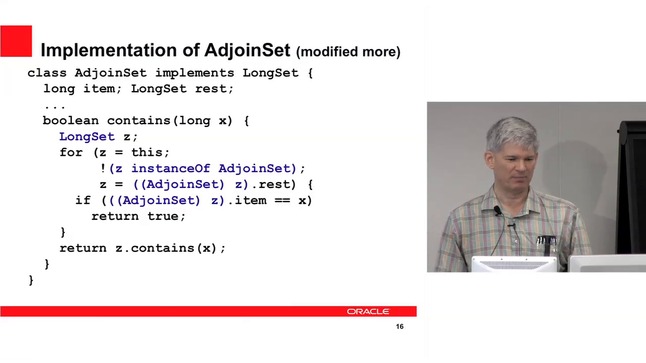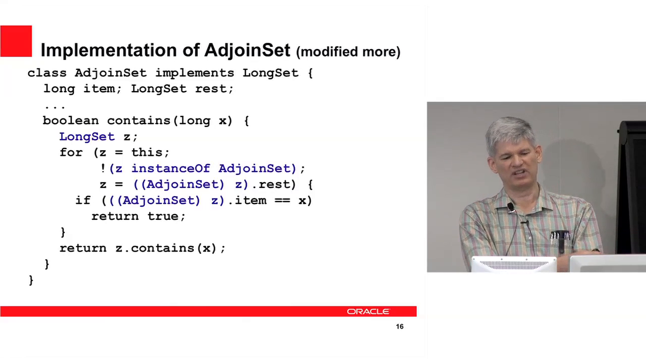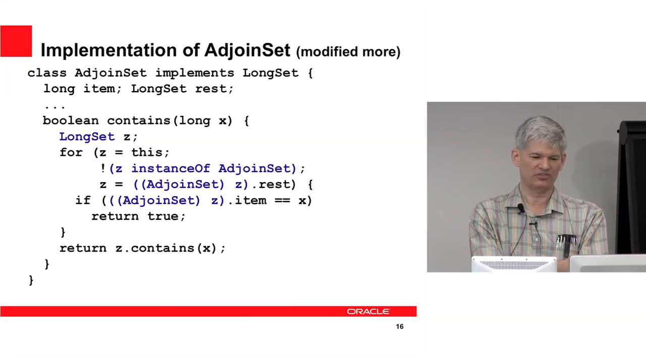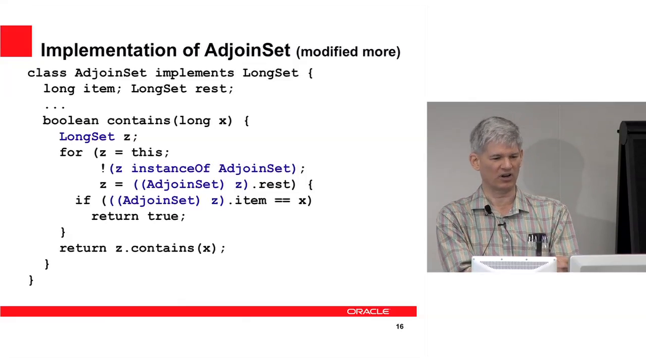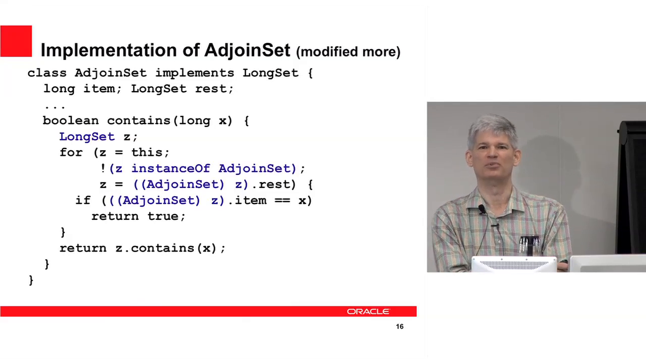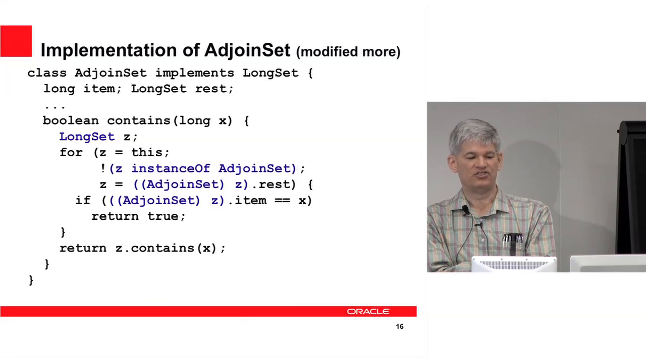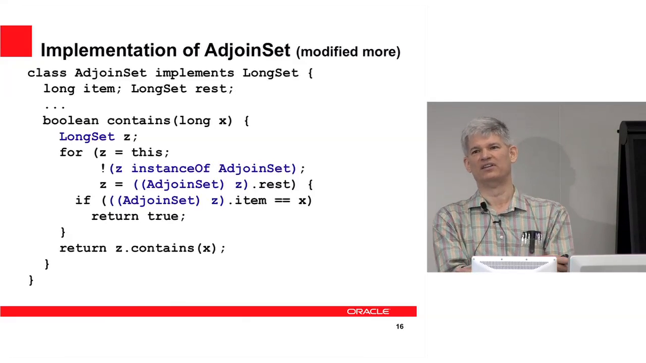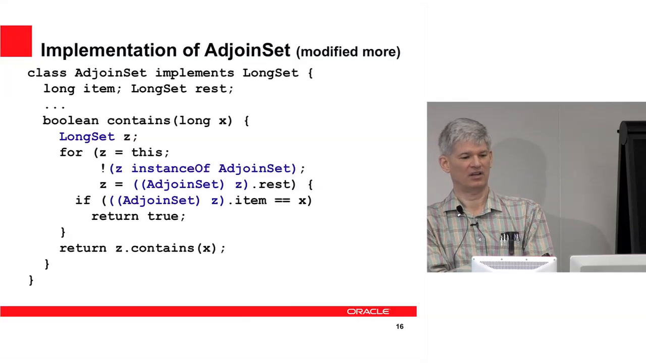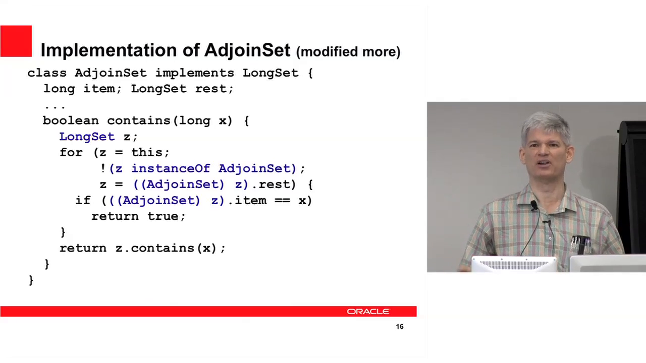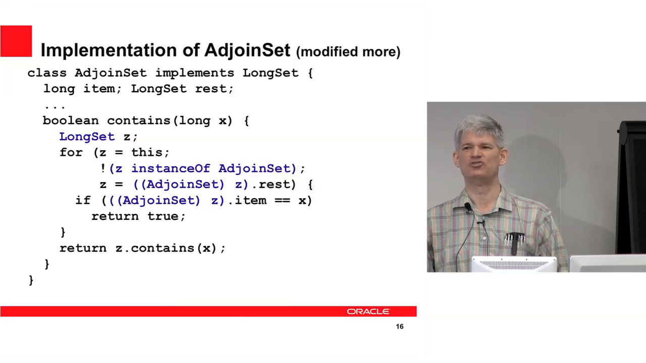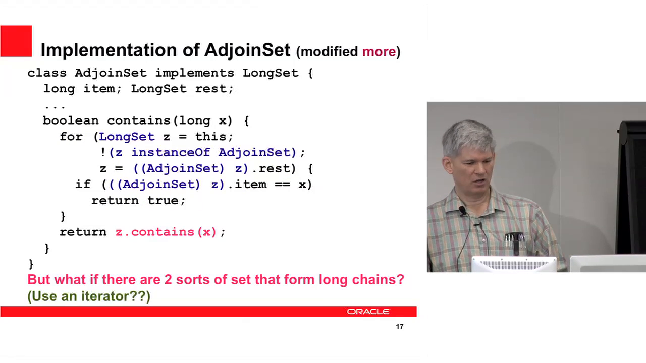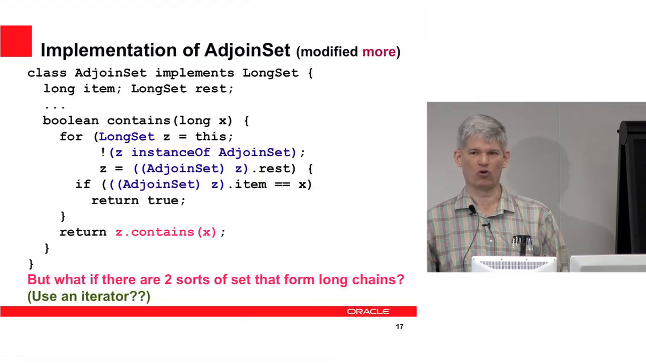Okay, so we can try to fix that up by doing it this way instead. Instead of declaring the variable z to be an AdjoinSet, we'll make it a LongSet. Now we need to do the instanceof checks and the AdjoinSet casts and so forth to make all this work. I also had to lift the declaration of z out of the for loop and put it up top, a classic sort of yucky idiom you have to do. So down at the bottom, if I chase down the chain of adjoin sets and find something that isn't an AdjoinSet, then I can call the contains method on whatever that is, and hand them off to the end. At that point, I do make a recursive call. So this solves the problem for chains of AdjoinSets, but what if there are two sorts of set that form long chains?